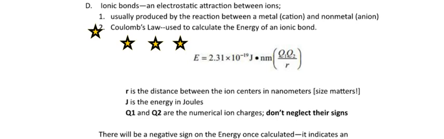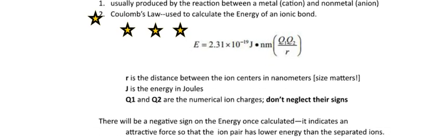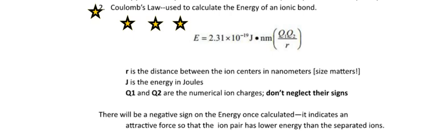So it's a negative sign, okay? And so I even wrote that there will be a negative sign on the energy once calculated. Why? It indicates an attractive force so that the ion pair has lower energy than the separate ions. Energy is then released. Okay, so let's see what this problem is.